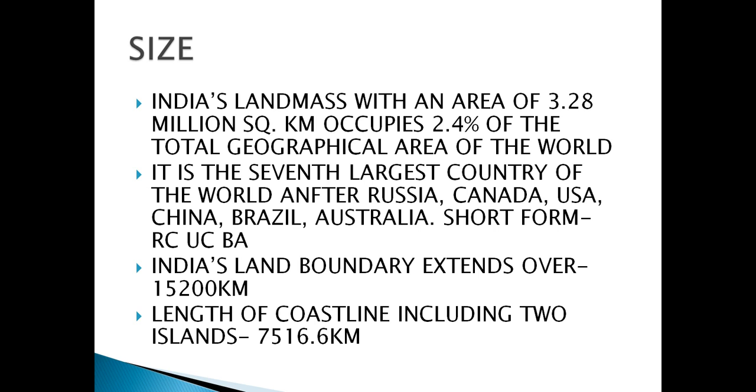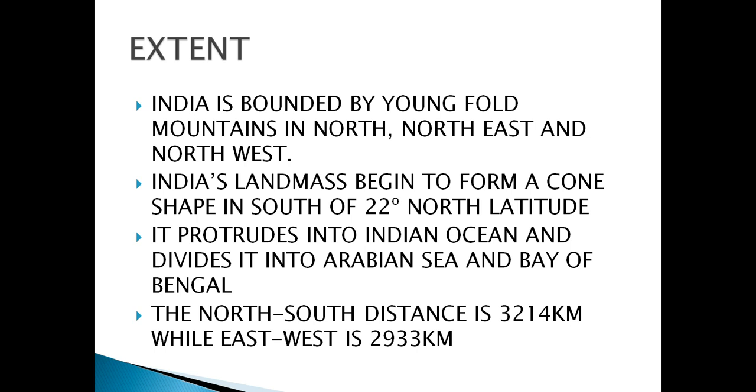The length of the coastline including two islands. Which are those two islands? Andaman and Nicobar group of islands and Lakshadweep group of islands. Gives us the length of coastline as 7,516.6 km. Land boundary 15,200 km and coastline 7,516.6 km. Then extent. India is bounded by Young-fold mountains in the north, northeast and northwest.